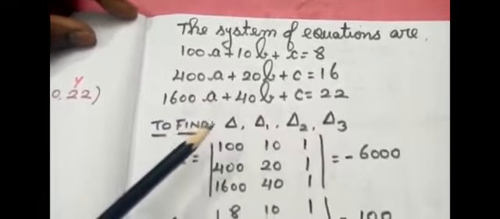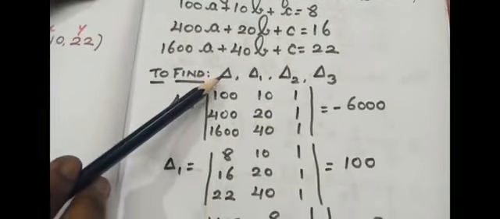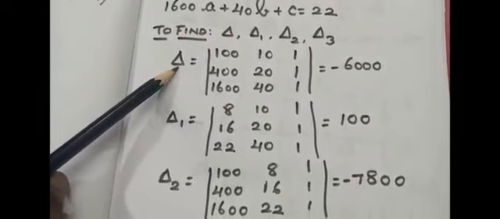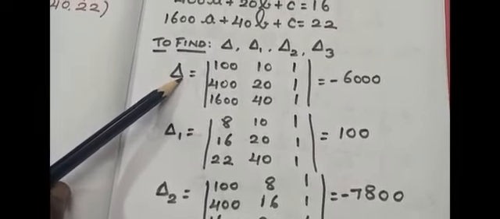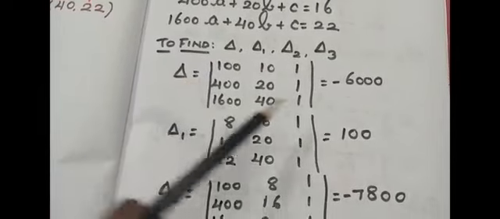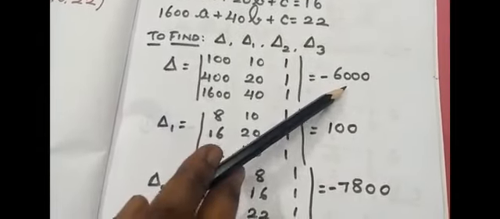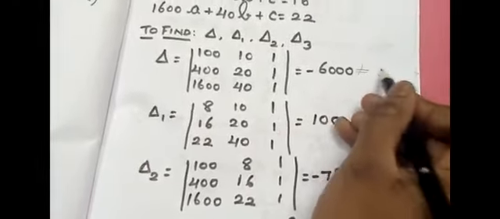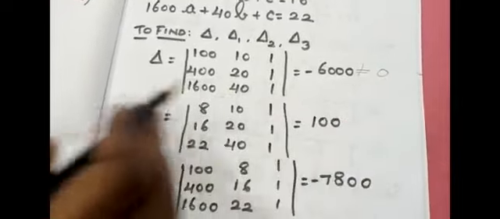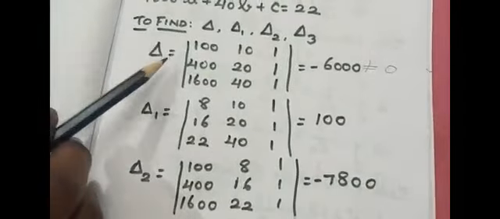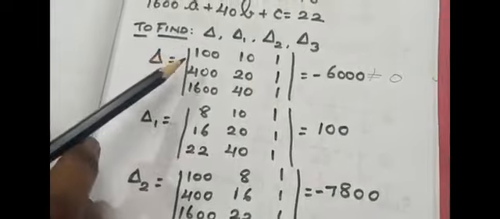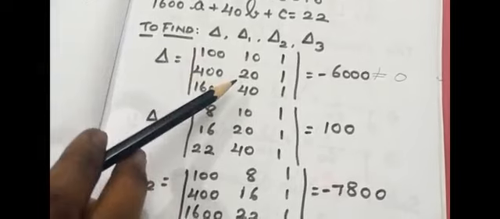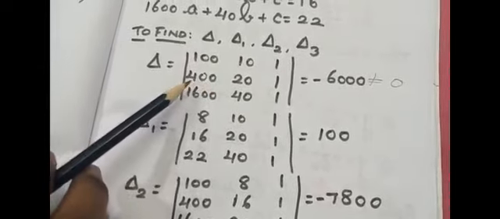When you calculate delta, the value should not be 0. I told you how to find delta: take the coefficients of a, b and c. After taking the coefficients, I am getting the answer as minus 6000. The value can be positive or negative, not a problem, but delta must not be equal to 0. Keep the delta value in mind, and the calculations of delta 1, delta 2 and delta 3 will be easy.